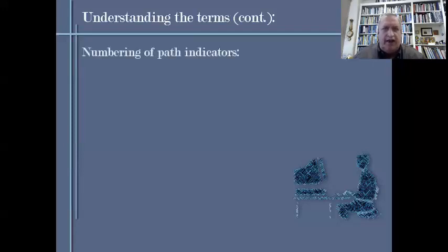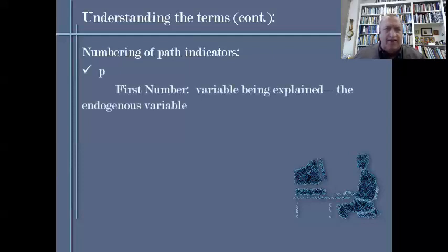Now, how do we understand the numbering of the path indicators, or the P paths? The first number that is in the subscript is the variable that's being explained, and that is the endogenous variable. So under the P, the first number, the subscript, will be the endogenous variable that is being impacted by this variable. Sometimes with these P's, a variable can be both an exogenous variable and an endogenous variable. It's according to where it occurs in the path.